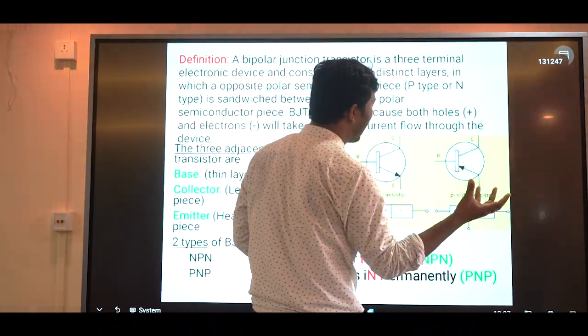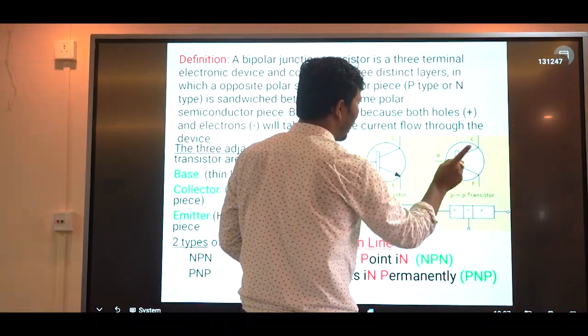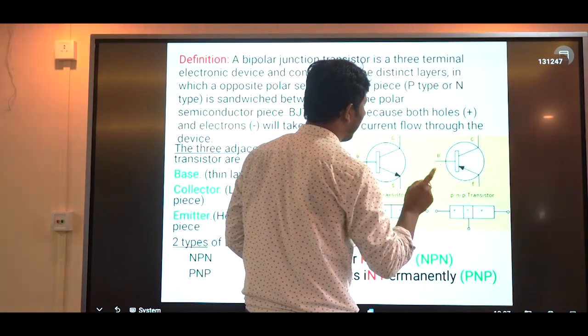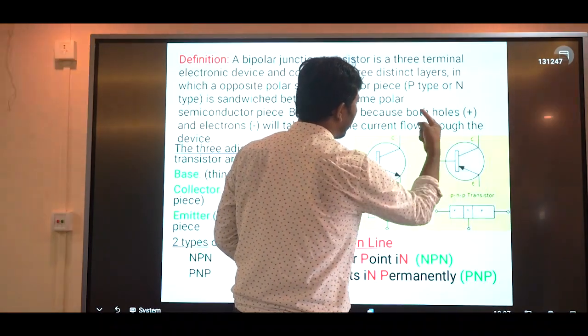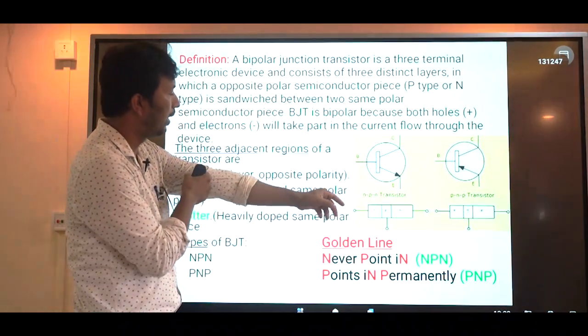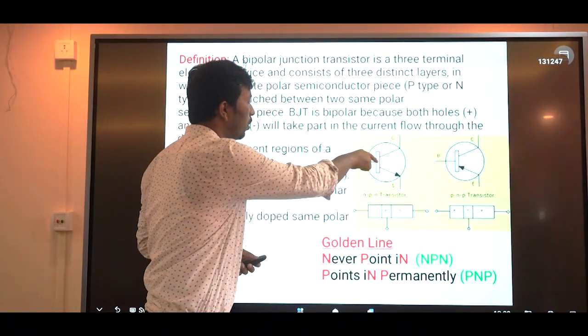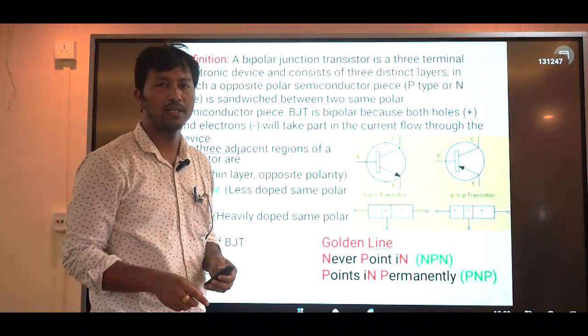So current will be directed from outside to inside as current moves from P to N. So in PNP, the arrow in the emitter terminal will be towards the center of the transistor, and in case of NPN transistor, the arrow will be towards the outside of the transistor.